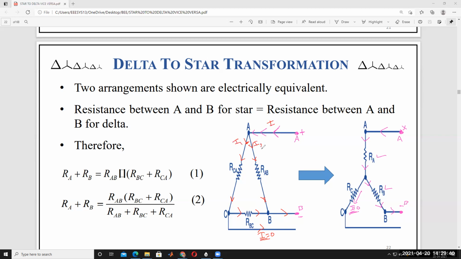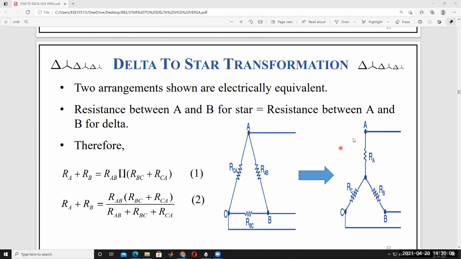That means these two resistors, RCA and RBC, become series. The current is not dividing between RCA and RBC. So that's why these two become series, and their combination becomes parallel to the RAB. That's why it is called the parallel symbol.